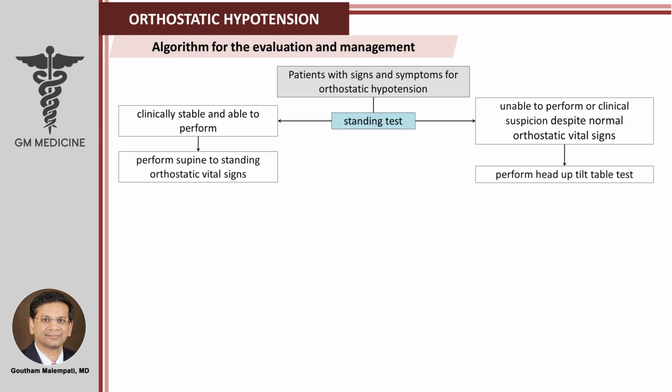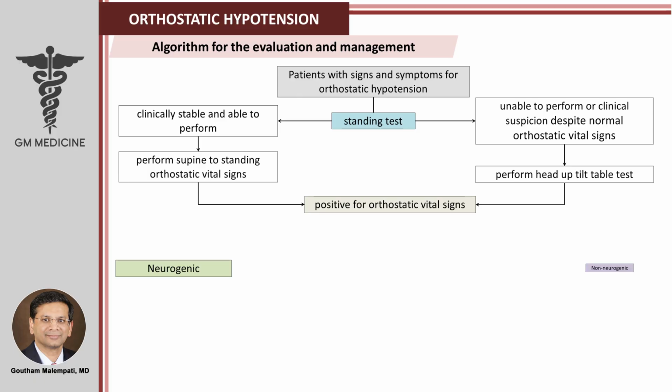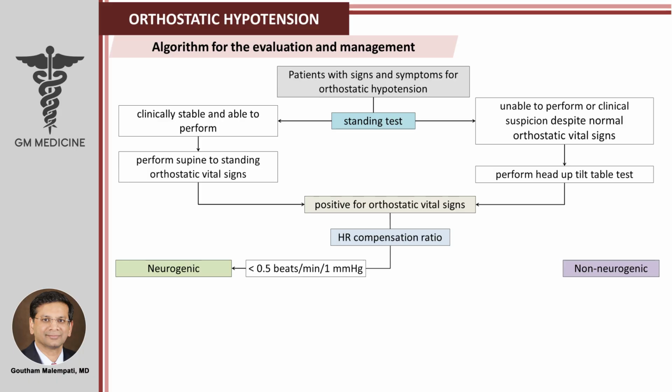If the standing test or tilt-table test is positive for orthostatic vital signs, classify it into neurogenic versus non-neurogenic based on heart rate compensation ratio, which is less than 0.5 beats per minute per 1 mmHg in neurogenic and greater than 0.5 beats per minute per 1 mmHg in non-neurogenic. In case of non-neurogenic orthostatic hypotension, correct the underlying etiology.